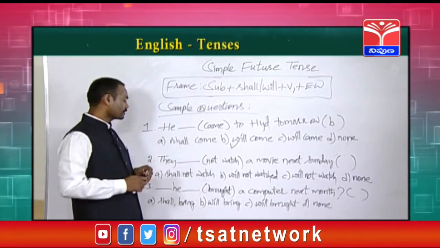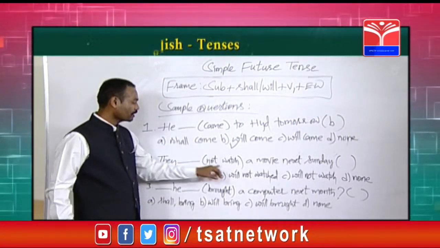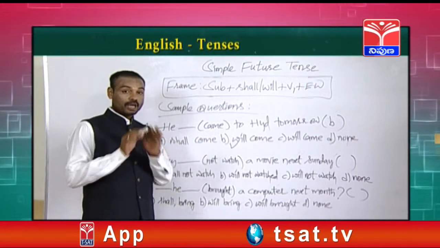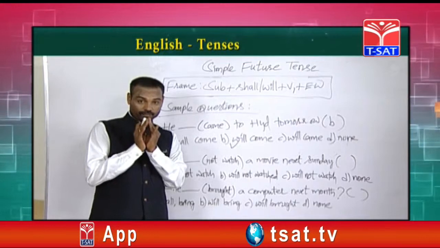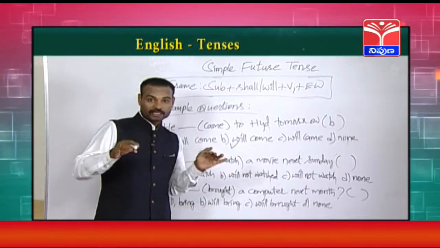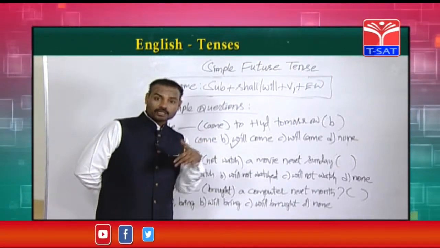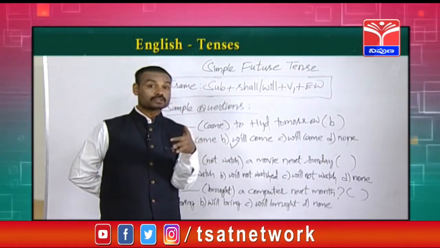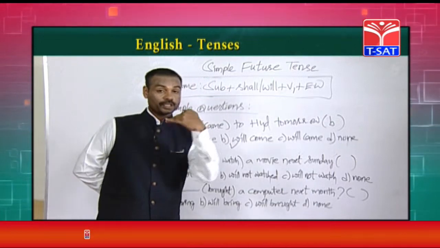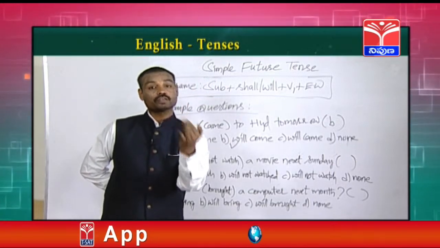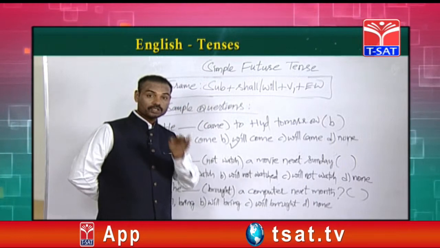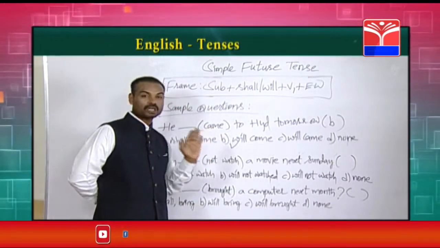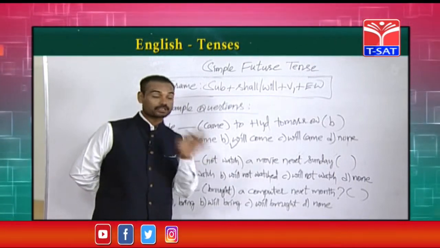Next, let's see one more example. "They dash not watch a movie next Sunday." So friends, I have already told you that from tenses, four to five questions will be given. Sometimes they may give positive sentences, other times negative statements. In some rare situations, interrogative or WH type questions are also given from tenses. So you should be good at every type of sentence, whether it is positive, negative, interrogative or WH type.